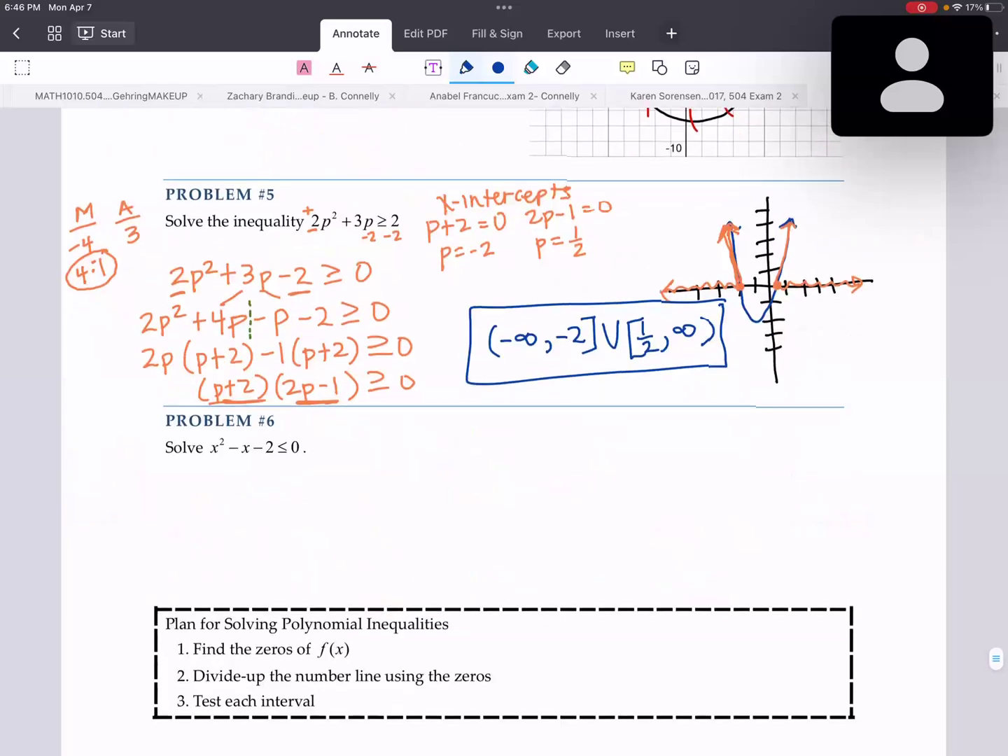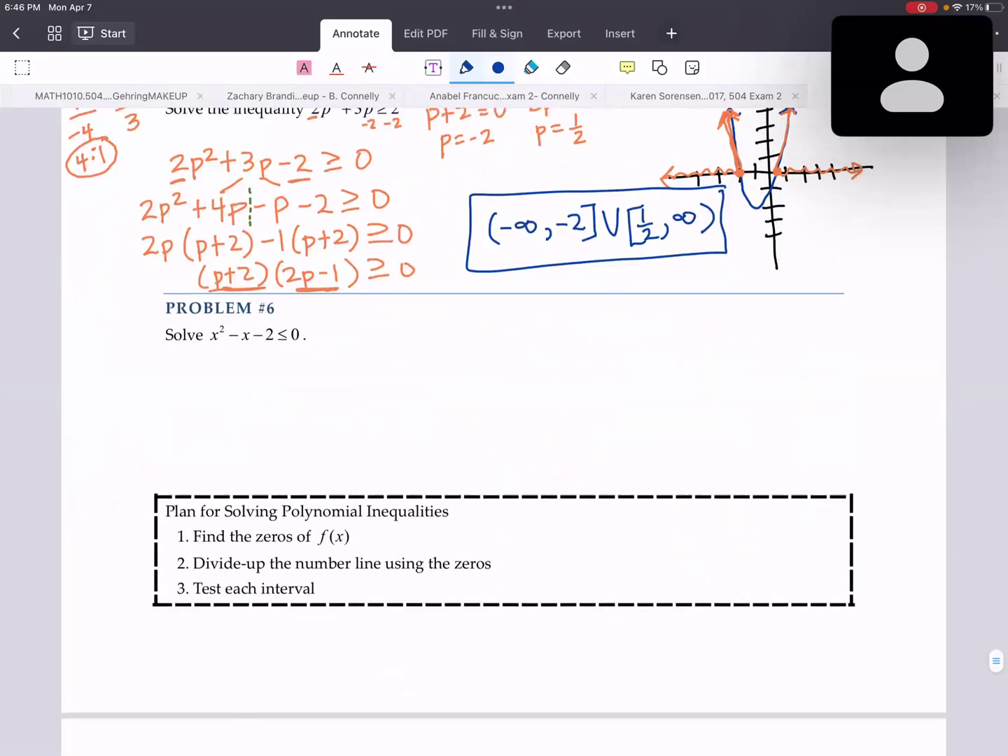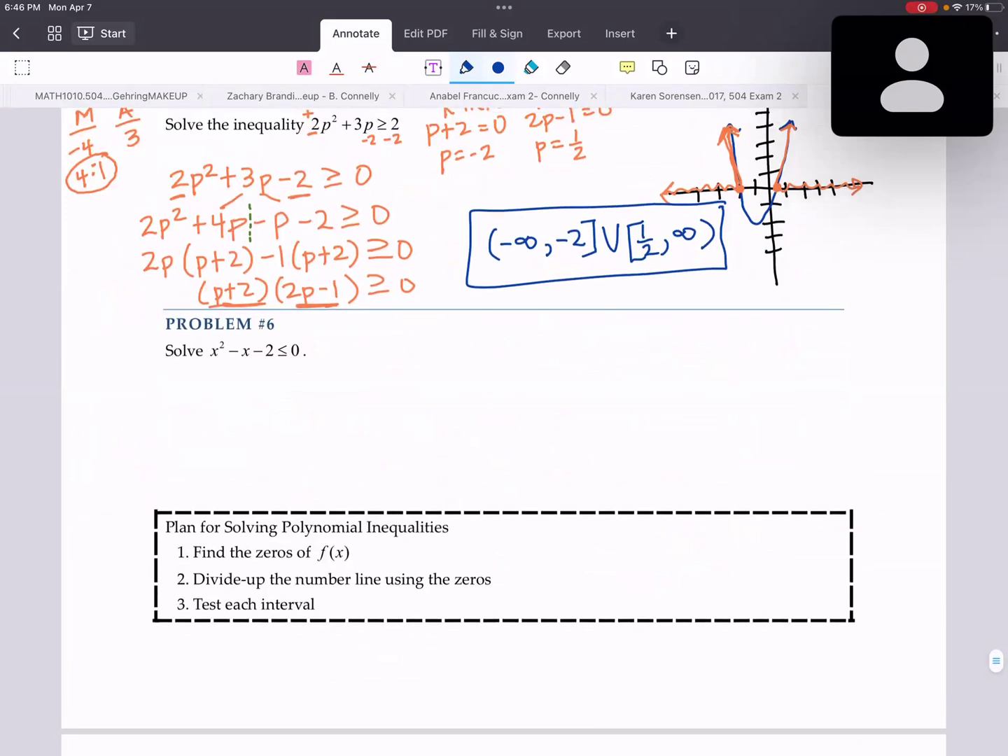All right, so again, basically the steps for this is you want to find those zeros. So find those x-intercepts. That's the same thing as zeros. And then make sure that you graph those zeros where they're at, where those x-intercepts are at.